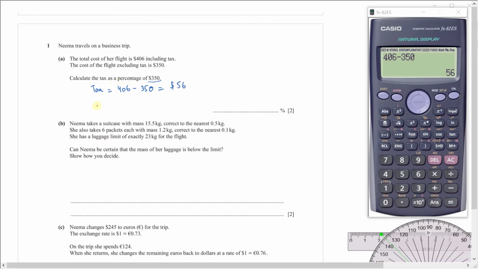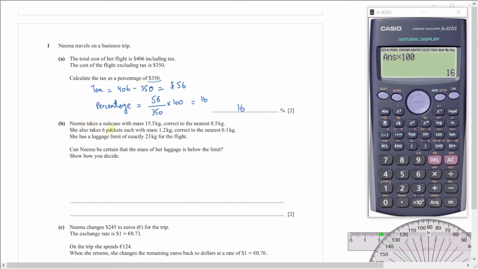So now the percentage will be the tax amount, which is 56, divided by 350, as we are calculating the tax as a percentage of 350, and then multiplied by 100. 56 divided by 350 and then multiplied by 100. This is 16%. So the tax as a percentage of 350 is 16%.